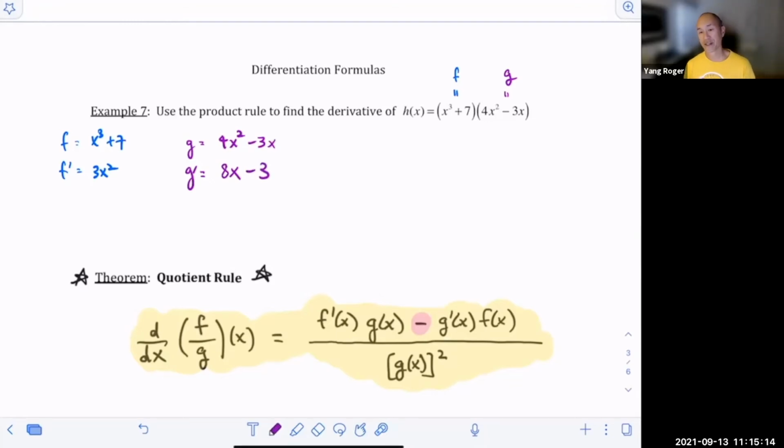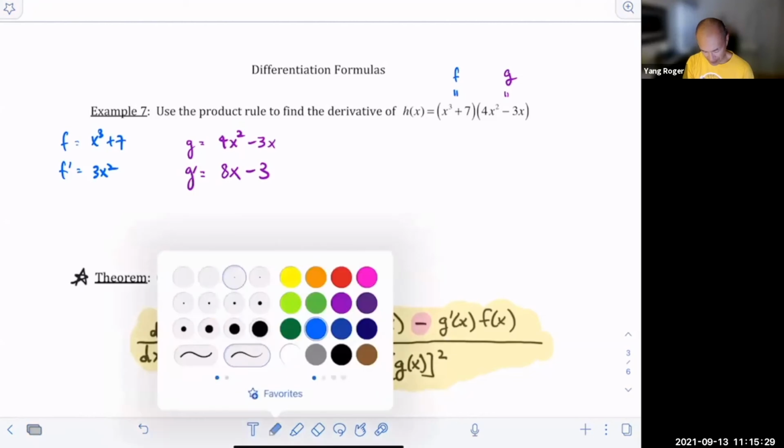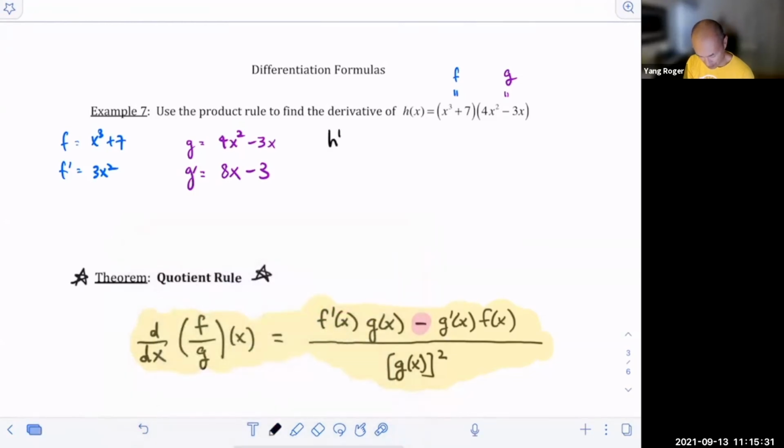Does that make sense to everybody? Are there any questions? All right. So then let's write this down. The derivative of h is going to be equal to the derivative of the first times the second plus the derivative of the second times the first. That's how I do it.